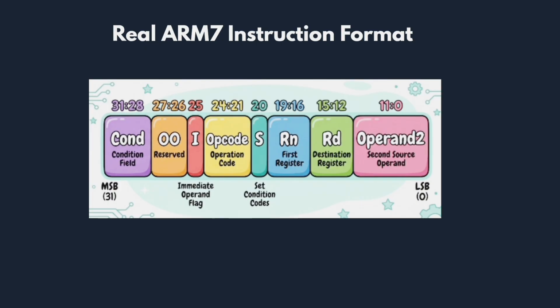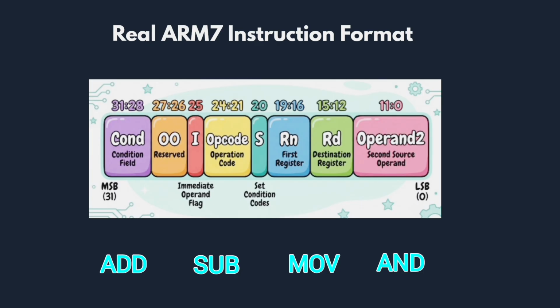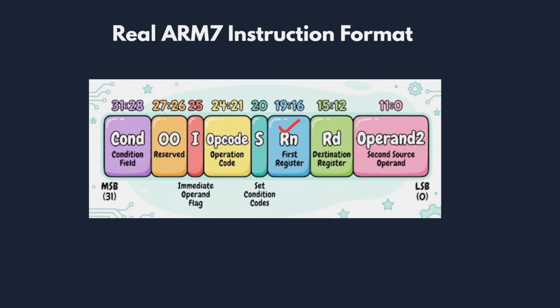Now let us see what the important fields here are. Opcode tells the CPU what operation to perform. For example, it could be add, subtract, move, etc. Then we have Rn. This is the first source register. Next we have Rd, which is the destination register. Here the I bit is very important. It tells the decoder what the operand represents. If it is 1, then operand 2 is an immediate value, else operand 2 contains a register.